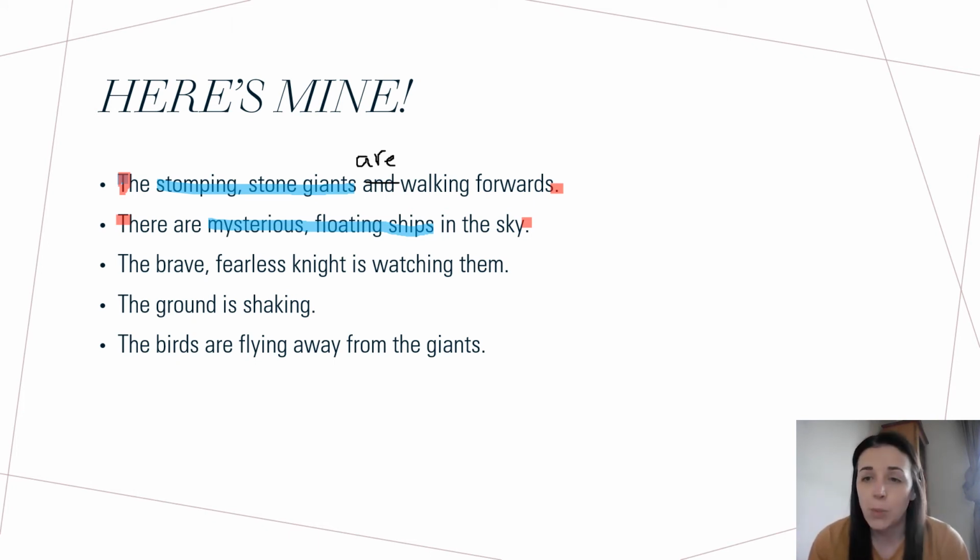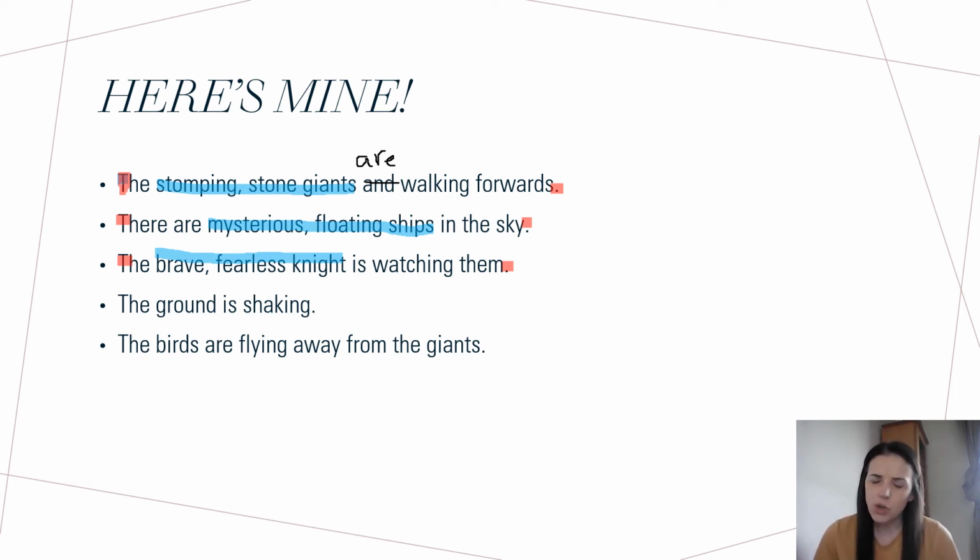Okay, next one. Because I really liked my expanded noun phrases, I've chosen to use another one. Now you might not want to use more than 1 or 2. Definitely use 1, but you might not want to do more than that, and that's absolutely fine. So here's my third one. The brave, fearless knight. There's my expanded noun phrase. The brave, fearless knight is watching them. Okay, good. So I made sure I had a capital letter, and I made sure I had a full stop. Does it make sense? The brave, fearless knight is watching them. Yes, I'm happy with that one. Sentence number 3 done.